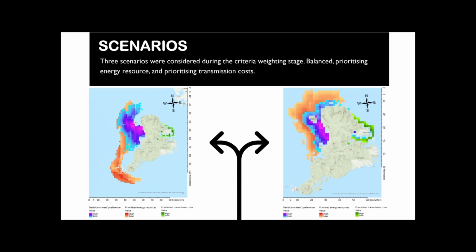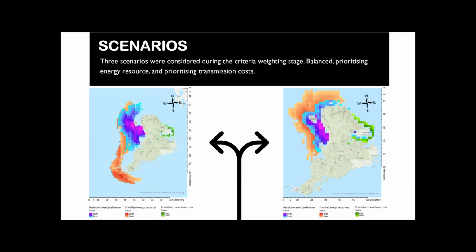You can see here that prioritising energy resources is shown in the red, the balanced case is shown in the blue and purple, and the prioritised transmission costs are shown in the green. These sites vary a lot based on what is prioritised in the criteria weighting stage.